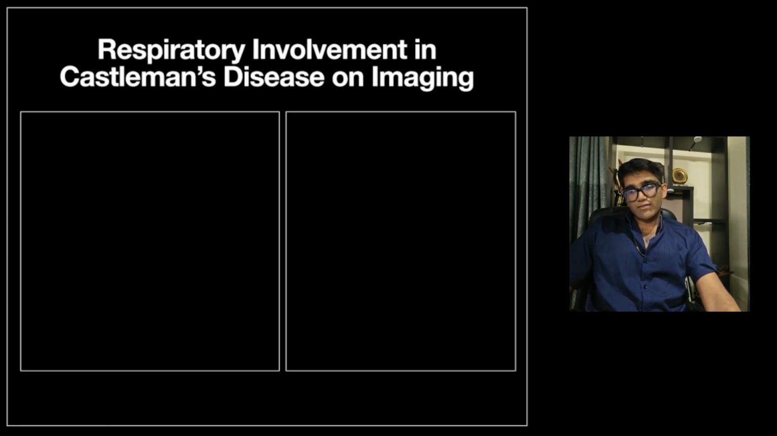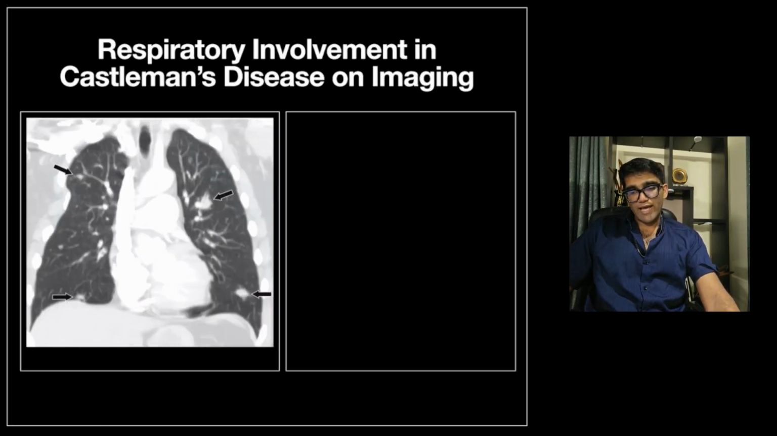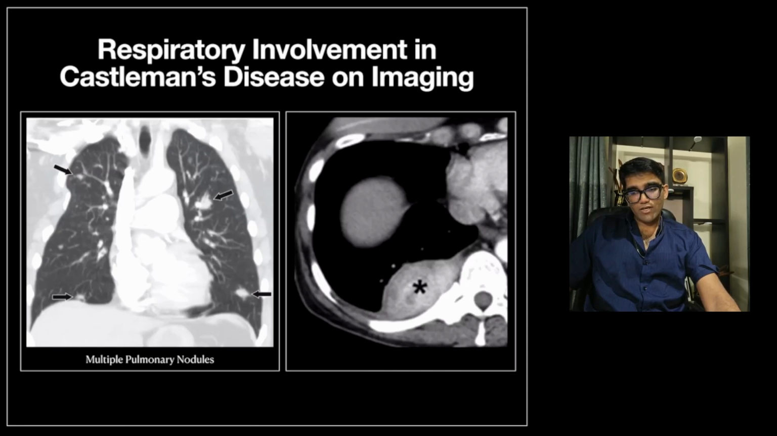Now finally, respiratory involvement in Castleman's disease can be very characteristic. In Castleman's disease, you could again get these multiple nodules. These multiple pulmonary nodules can also be associated with a paravertebral mass, a pleural paravertebral mass.